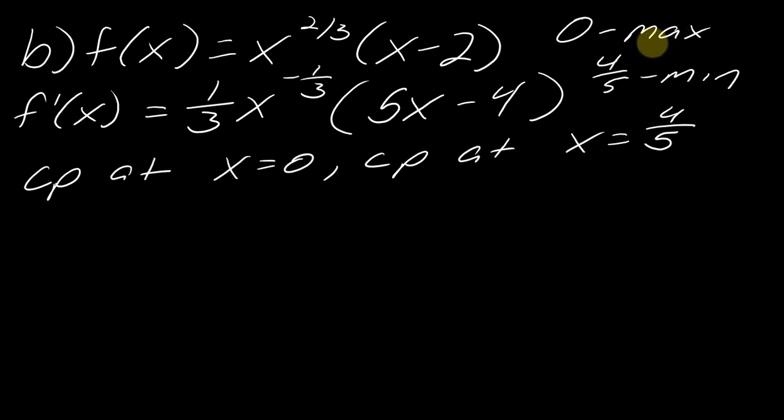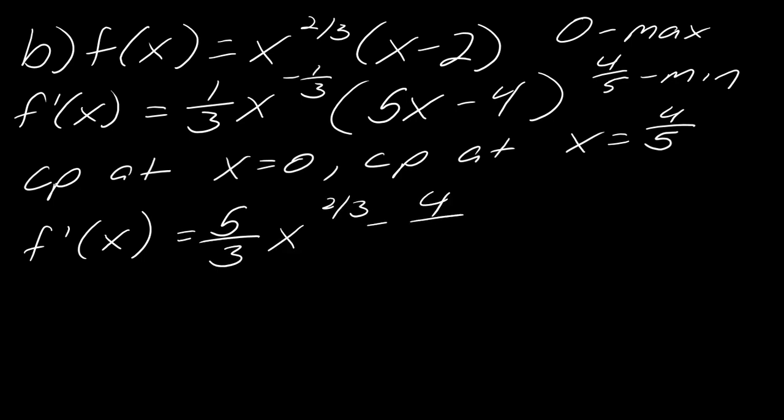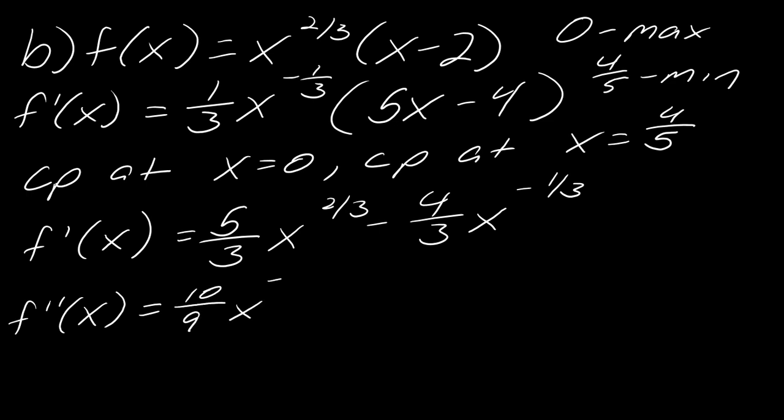Okay, and I just noted over here what our max and min were. Just as a reminder, if I were to multiply this out and distribute this back in, the original form of the derivative that we had was 5/3 x^(2/3) minus 4/3 x^(-1/3). Now if I take the second derivative of this, it is going to become 10/9 x^(-1/3) minus 4/9 x^(-4/3).